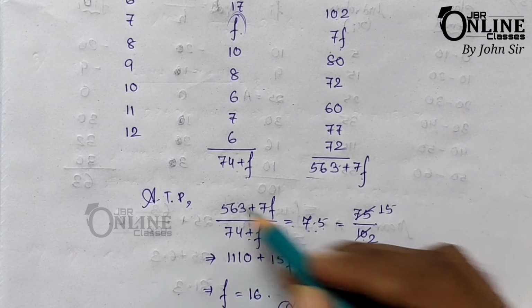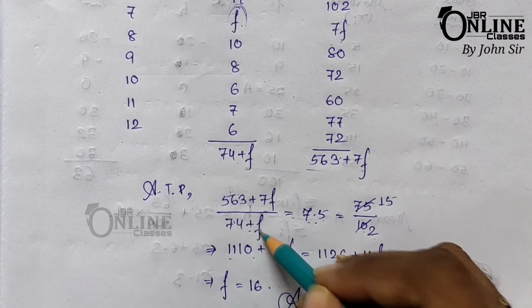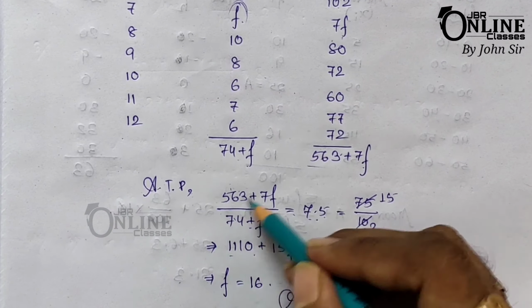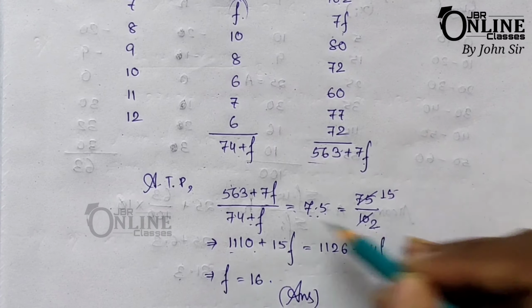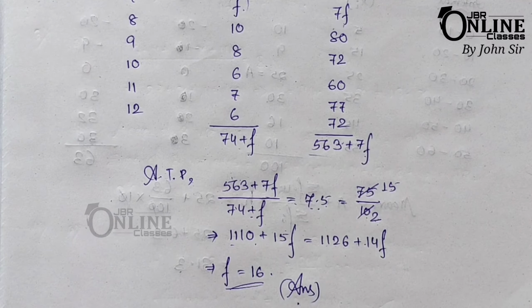Now cross multiply. Okay, so first 15 into 74, 1110, 15 into f, 15f, then 2 into 563, 1126, then 2 into 7f, 14f, and finally f equals 16.